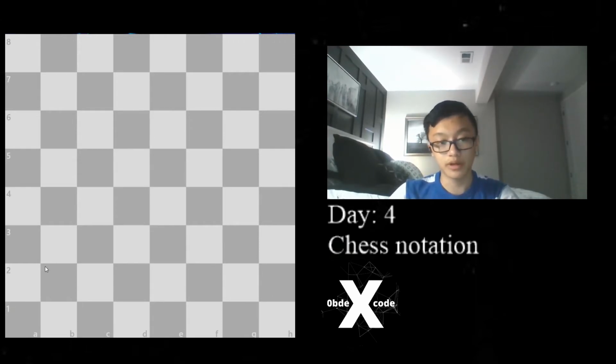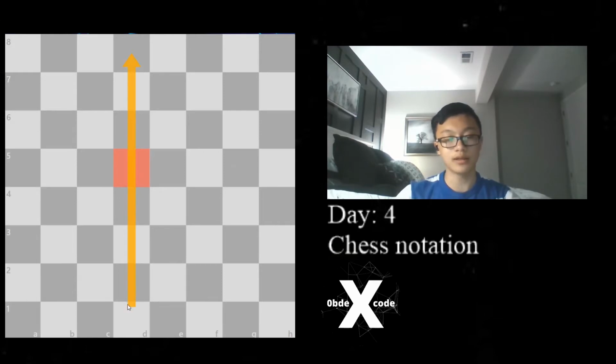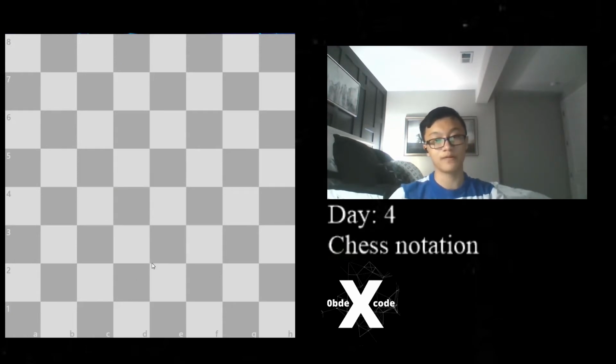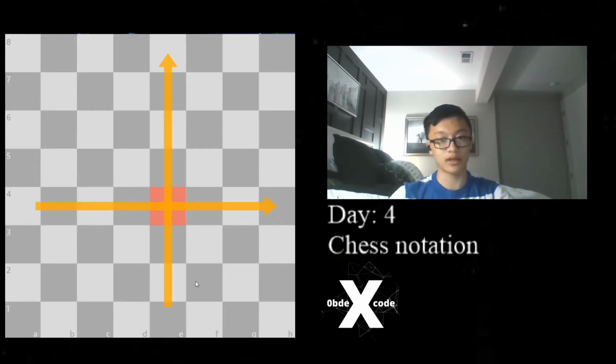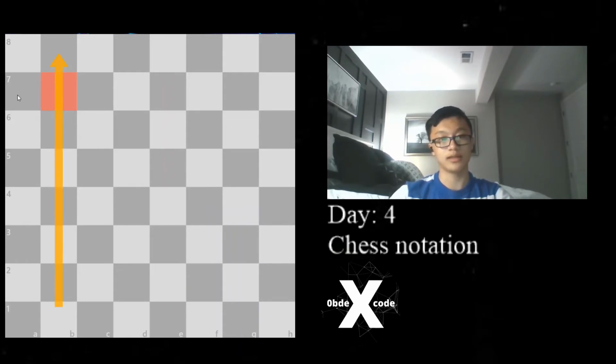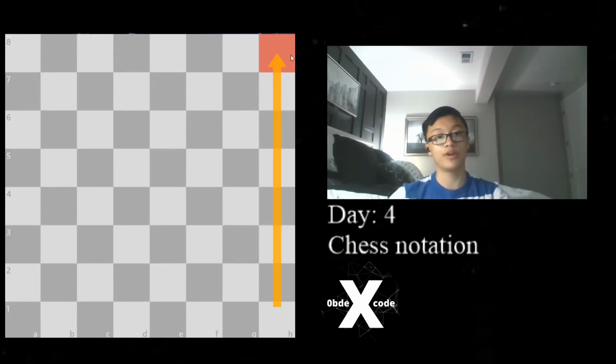So I'm just gonna click a random square. In this case, this would be the D5 square. The reason being is that it's on the D file and it's on the 5th rank. So this would be D5. So remember the formula of which square is which is the file name and the rank it is in. So this would be E4, this would be B7, it's in the B file, 7th rank. This would be H8 because it's on the H file and 8th rank.